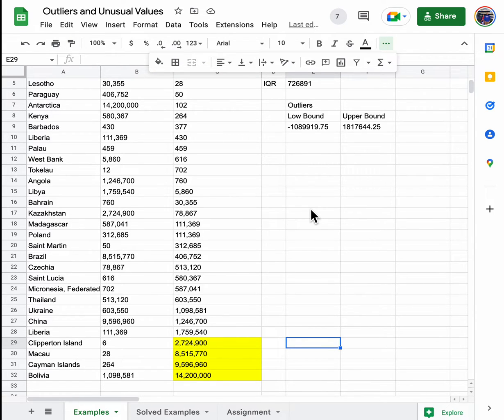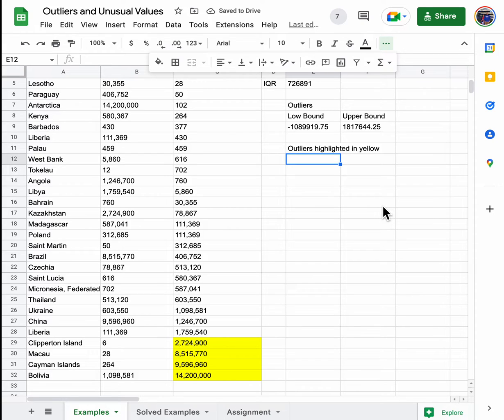How do you fill it? Oh, I see. Yeah. So I'll just make a note, outliers highlighted in yellow. Yeah, pick your favorite color. It doesn't really matter. All right.